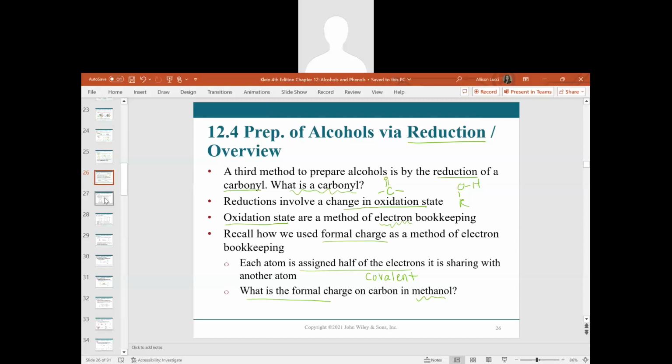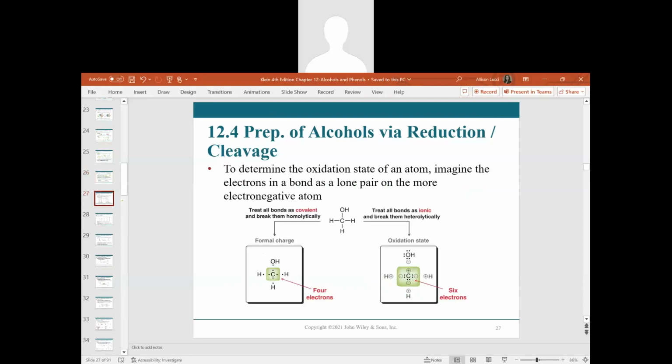Let's take a look at methanol specifically. So we have methanol shown here in this view. We've broken all the bonds. We've given carbon 4 electrons, each hydrogen 1, and our oxygen, we've given 1 from the 4 bonds that surround our carbon here. So we've broken homolytically all of these bonds, and that's what we see here.